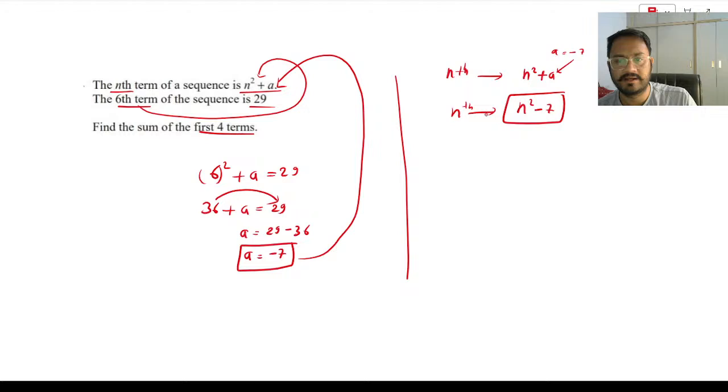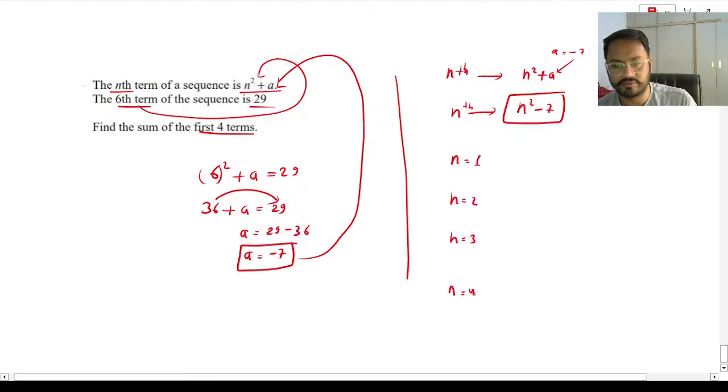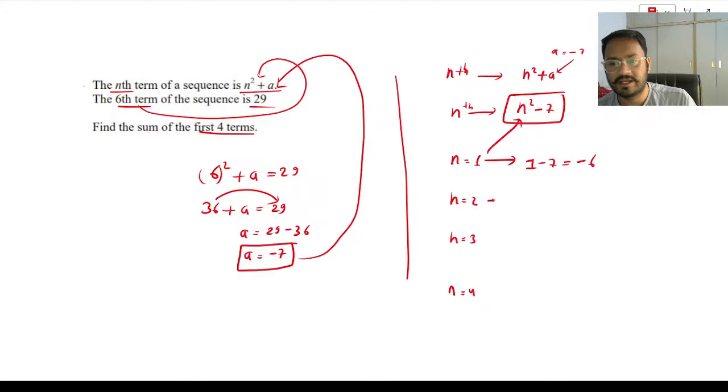Now put n equal to 1 here, put n equal to 2 here, and put n equal to 3 here. And put n equal to 4 also, because we need to find the sum of all the 4 terms. So if I put n equal to 1, 1 square is 1, 1 minus 7 is minus 6. If I put n equal to 2, 2 square is 4, 4 minus 7 is minus 3. If I put n equal to 3, 3 square is 9, 9 minus 7 is equal to 2. And if I put n equal to 4, 4 square is 16, 16 minus 7 is how much? 9. Done.